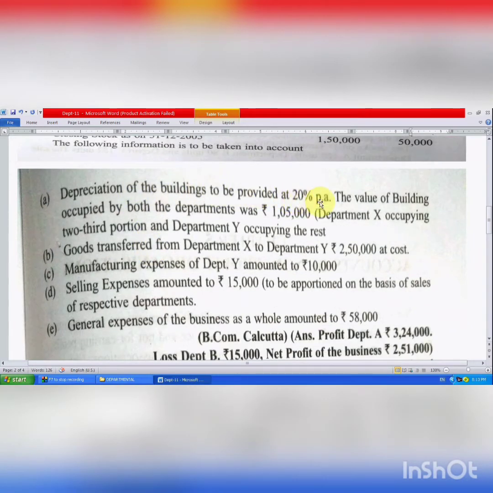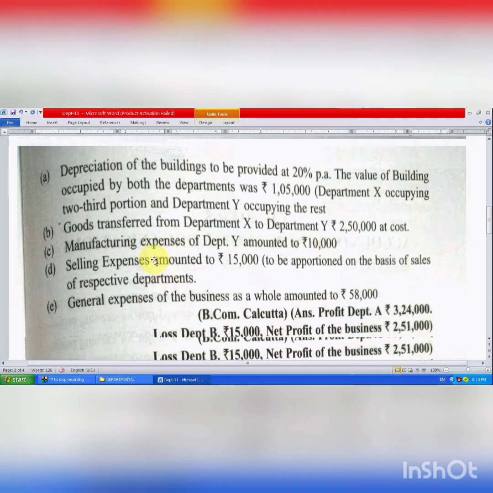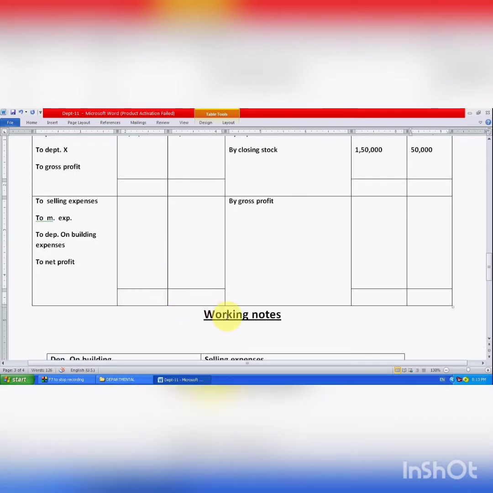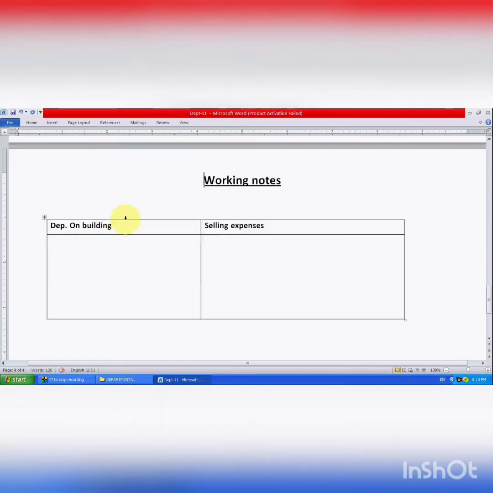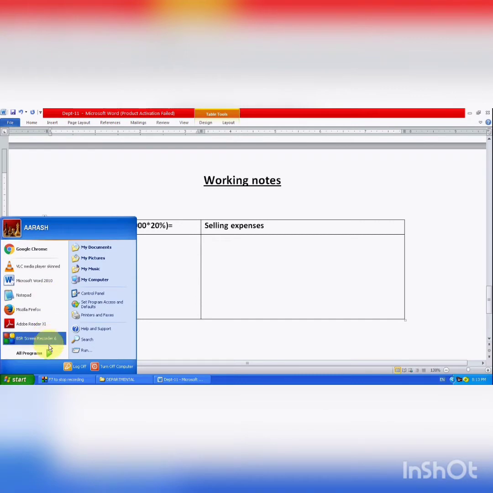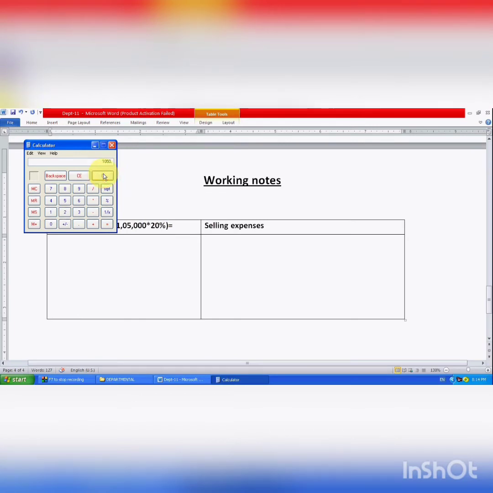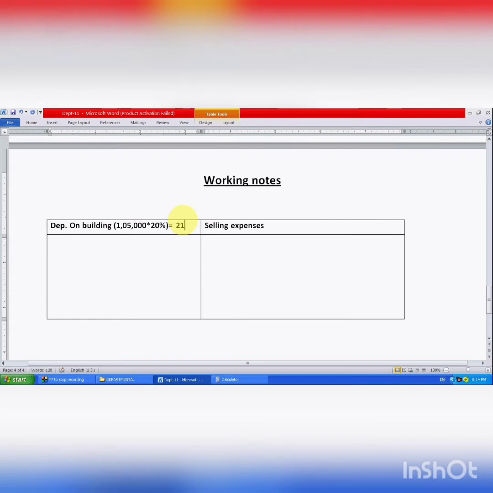Depreciation of building is to be provided at 20% per annum, and the value of the building is 1,05,000, divided 2/3 and 1/3. Let's start with a working note. First, depreciation: value of building 1,05,000 into 20% is 21,000.